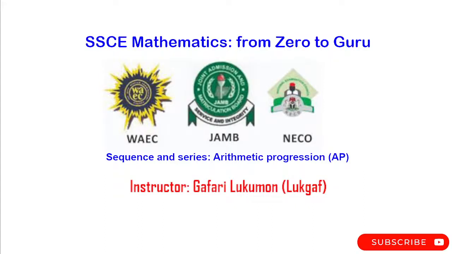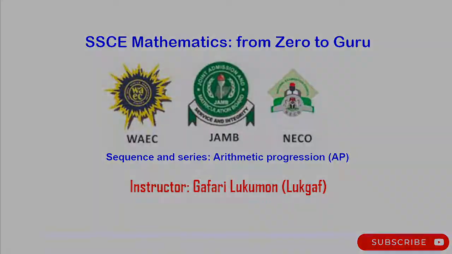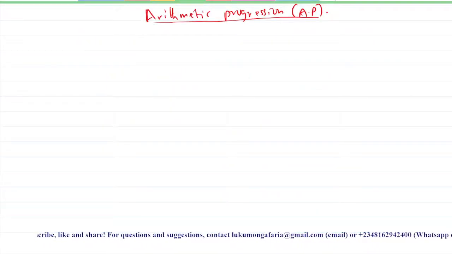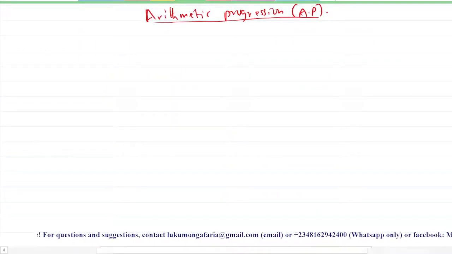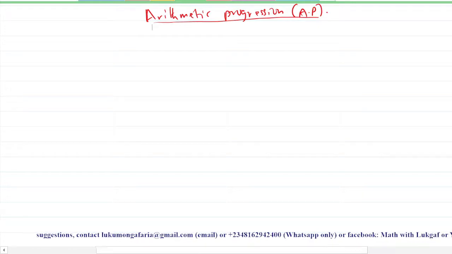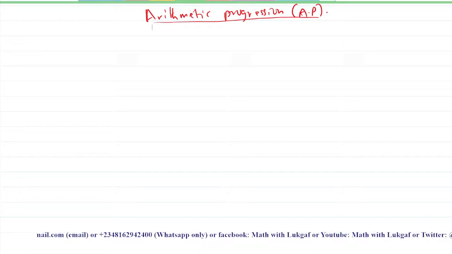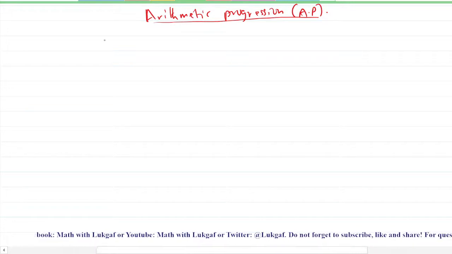Welcome back. In this video, I will be explaining arithmetic progression. In the last video, I explained what a sequence is, the types of sequence, and how to obtain the nth term of a linear sequence and a nonlinear sequence. Also, from the types of sequence I gave you, I said we have a linear sequence. So what is a linear sequence?